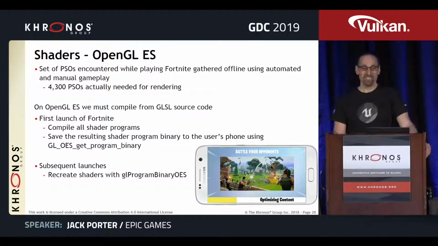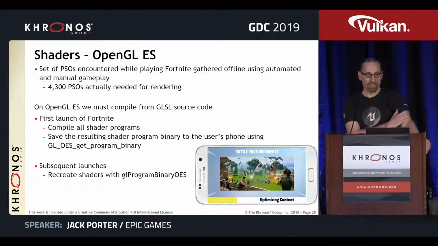So for the set of shaders that we need, we have some automated methods to gather, as well as some manual gameplay we can use to gather the actual PSOs required for rendering the game. And so we've reduced that to a still large set of shaders. On GL ES, we have to compile at runtime. So at first launch of Fortnite, we compile all the shader programs and then save out binaries. And then on subsequent launches, we can recreate those shaders from the binaries.